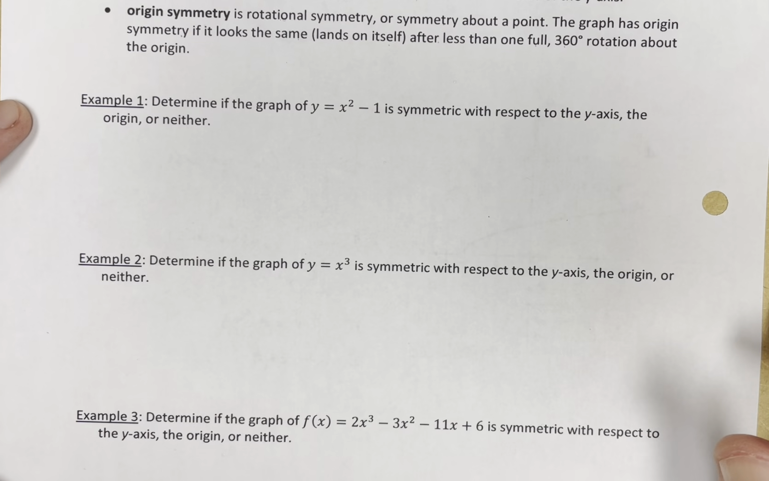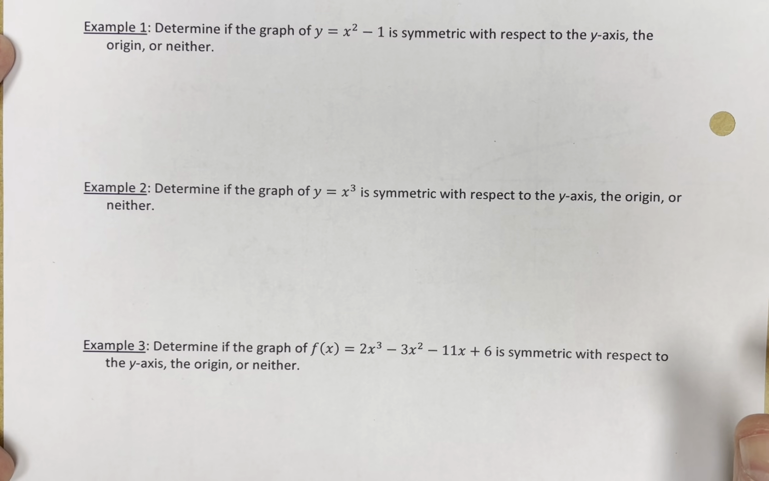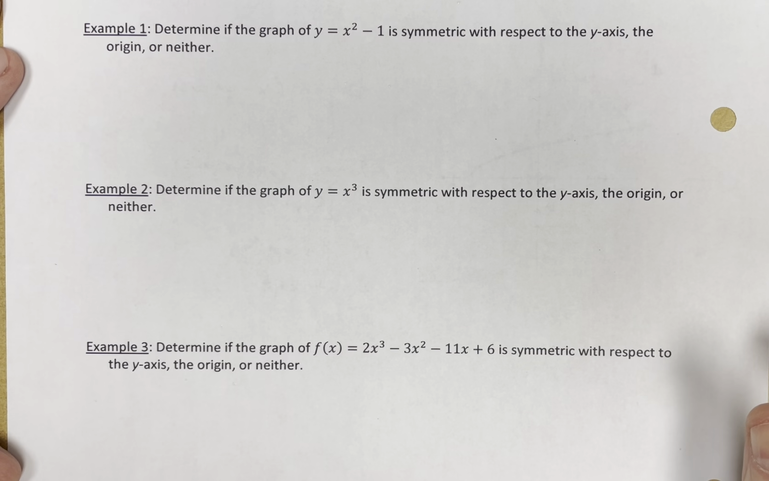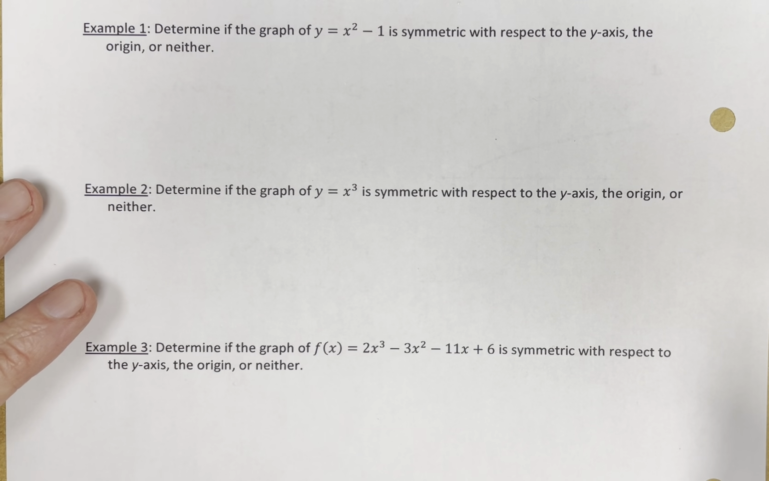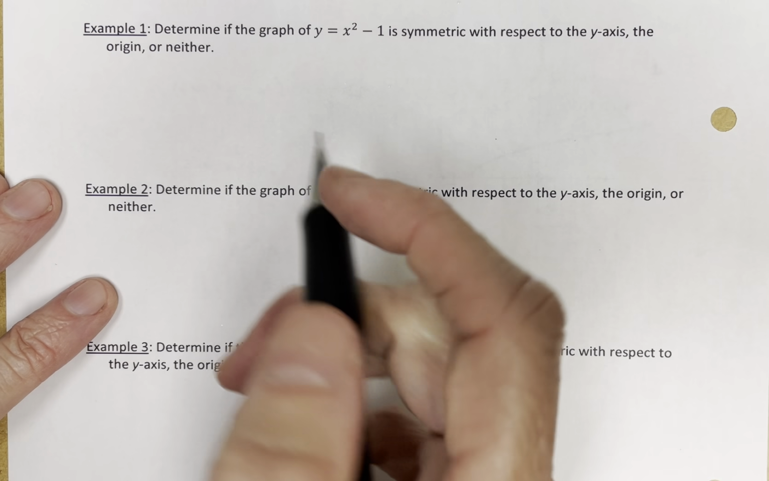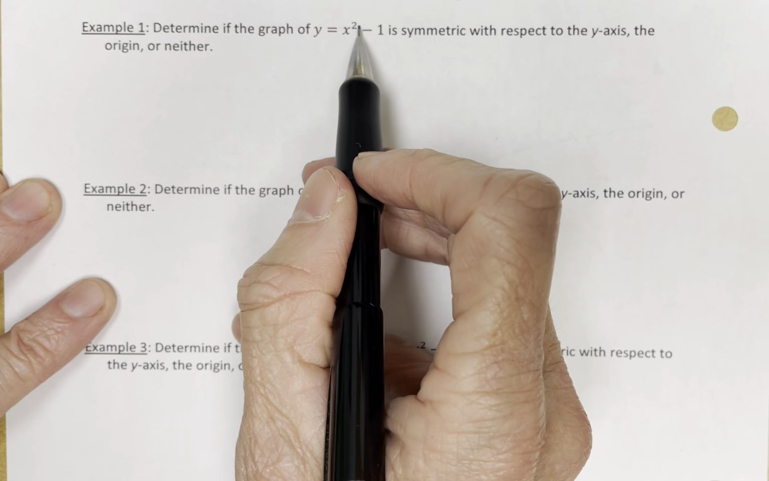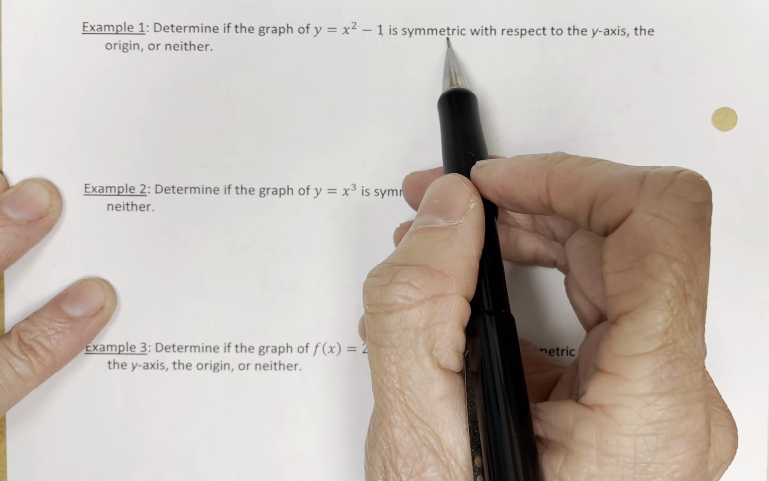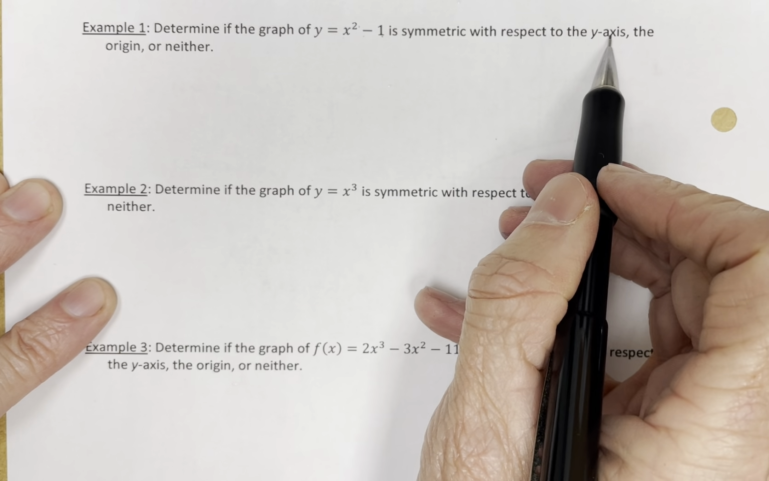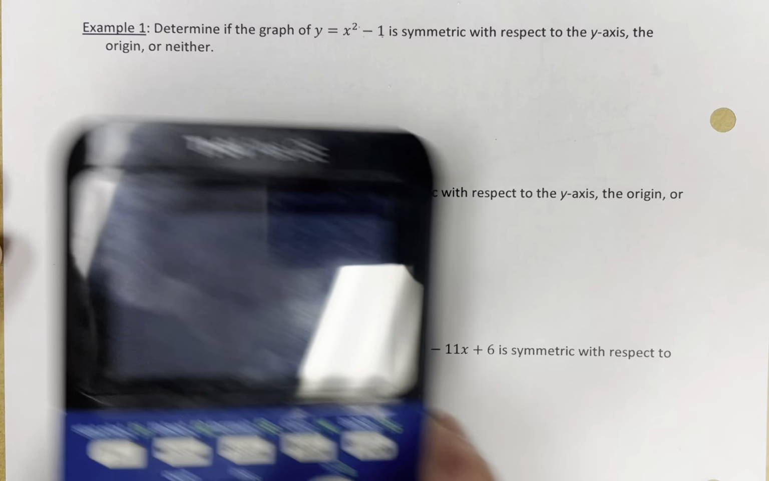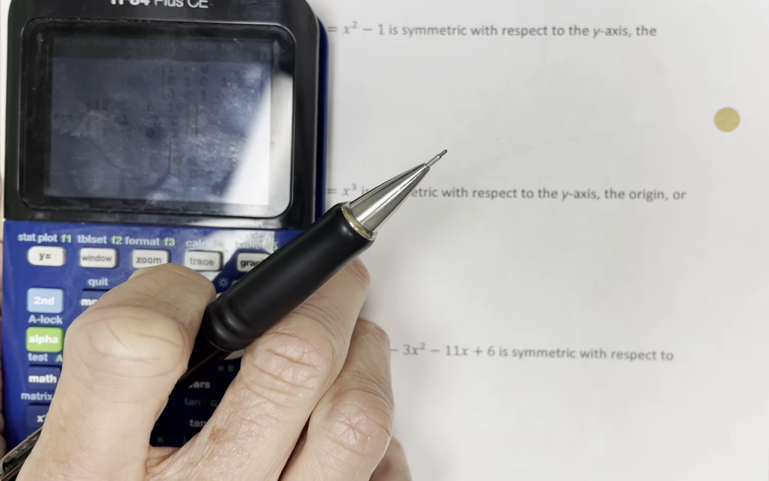So let's take a look at a few examples here. And this will be pretty cut and dry. I think you'll think, oh, this isn't that big a deal. Example 1: determine if the graph of y equals x squared minus 1 is symmetric with respect to the y-axis, the origin, or neither. Well, let's simply graph it.